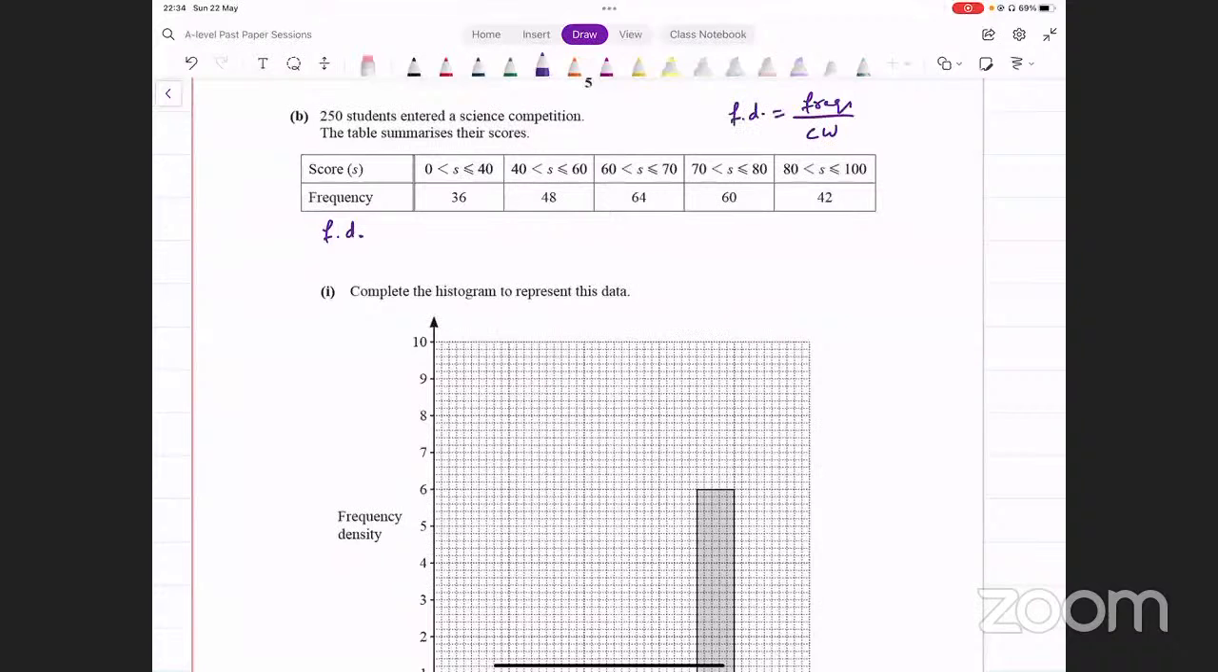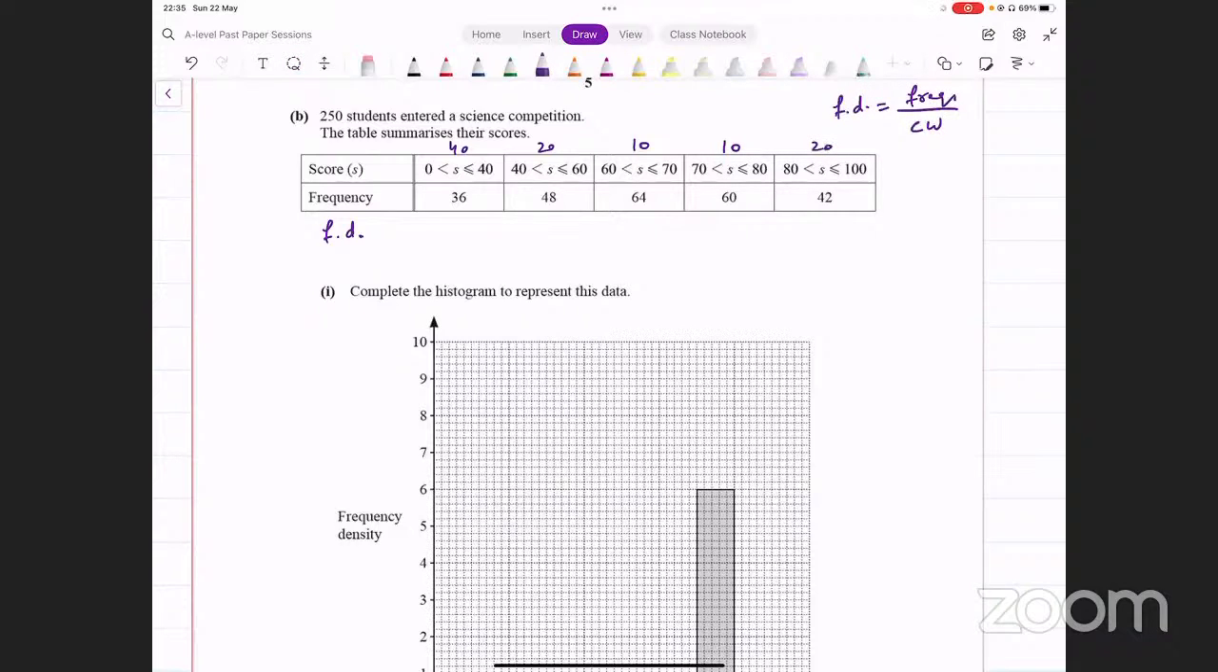Class width आपके पास क्या है? We can write them down here. 40, 20, that's basically the upper limit minus the lower limit, right? So 60 minus 40 is 20, 70 minus 60 is 10, 80 minus 70 is 10, 100 minus 80, that is 20. So this is also 20.